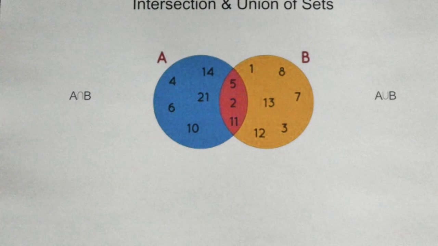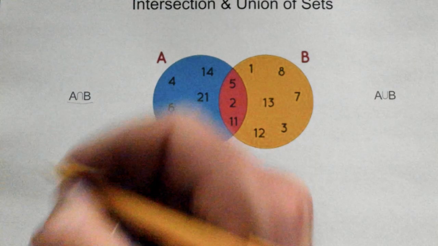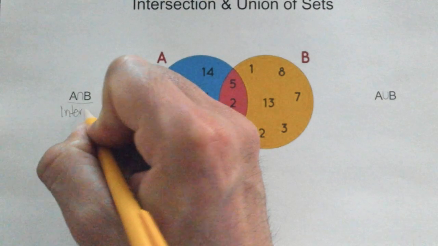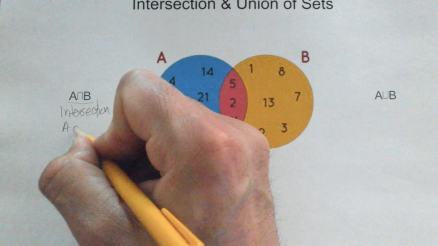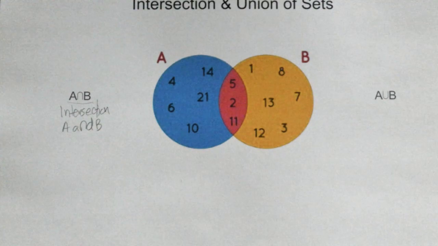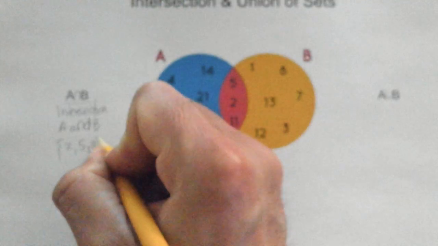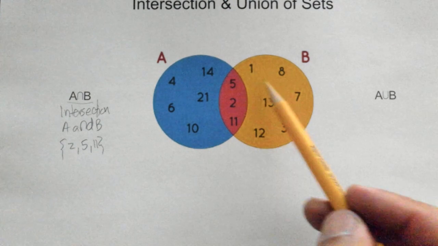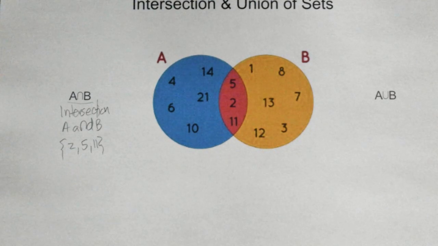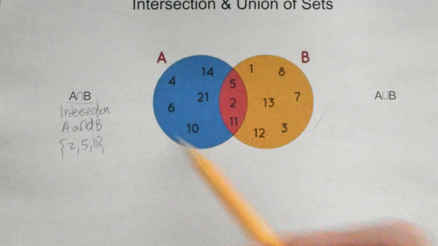Okay, so here we have a scenario with two sets. We want to find the intersection of A and B. This is the intersection. Which numbers are both in A and in B? Those are the three here in red. We have the numbers 2, 5, and 11. They're in this circle, and they're also in this circle. That's the intersection. Now the union, we're talking about all the values in both combined.